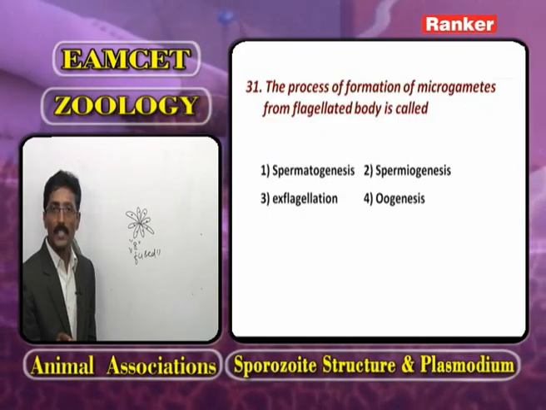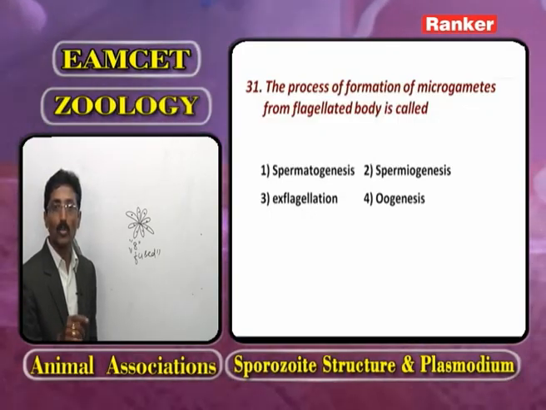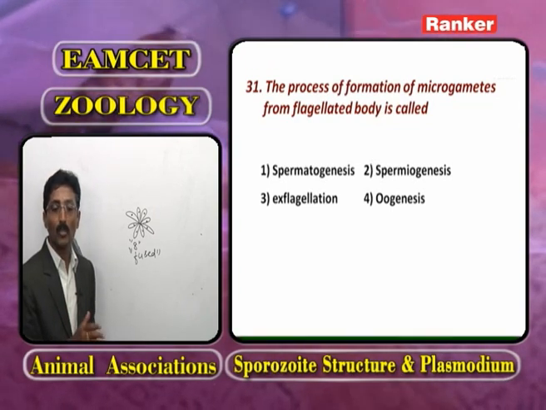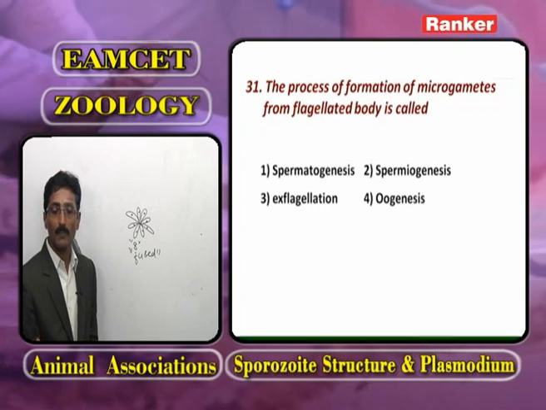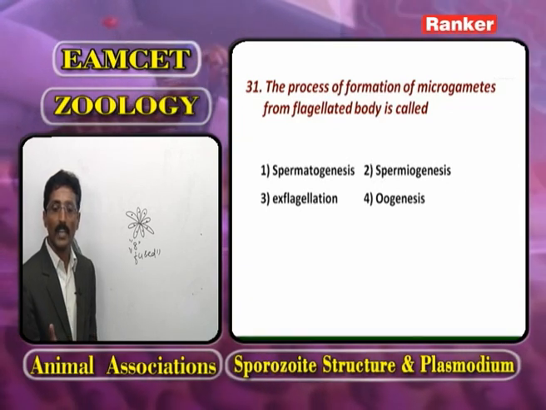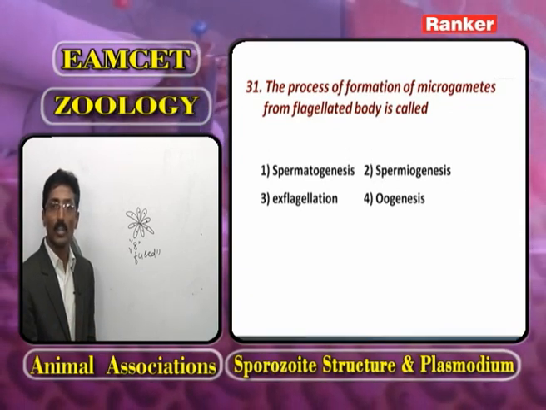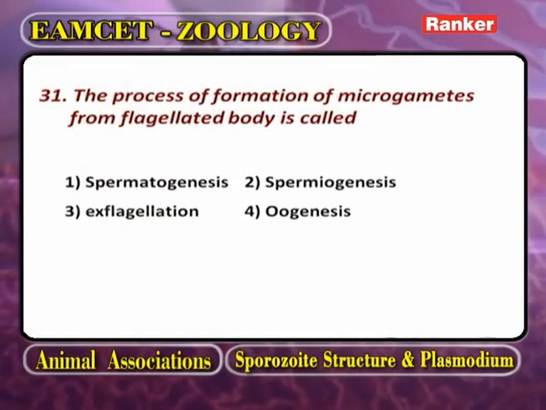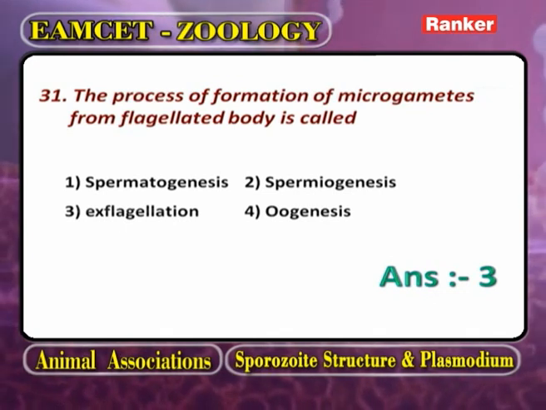Now, the process of formation of microgametes from the flagellated body: one is spermatogenesis, the second spermiogenesis, third exflagellation, fourth oogenesis. The correct answer for this question is exflagellation. Now we go for the next question.